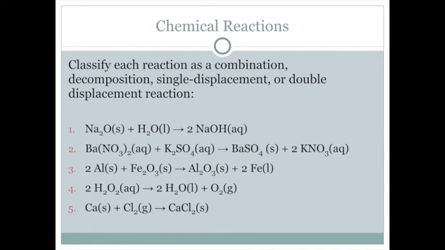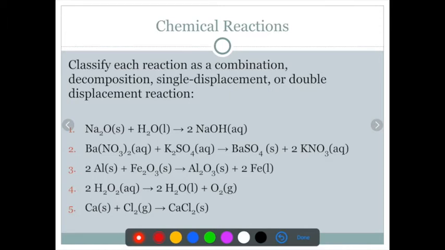Okay, so in this one, we're going to classify each equation as combination, decomposition, single displacement, or double displacement. I don't have any combustion reactions in this one. I have two reactants forming one product, so that's our combination. Here we have two reactants and two products, and you can see here's our cations, and they switch their anions. Cations are switching anions, so this is going to be our double displacement.